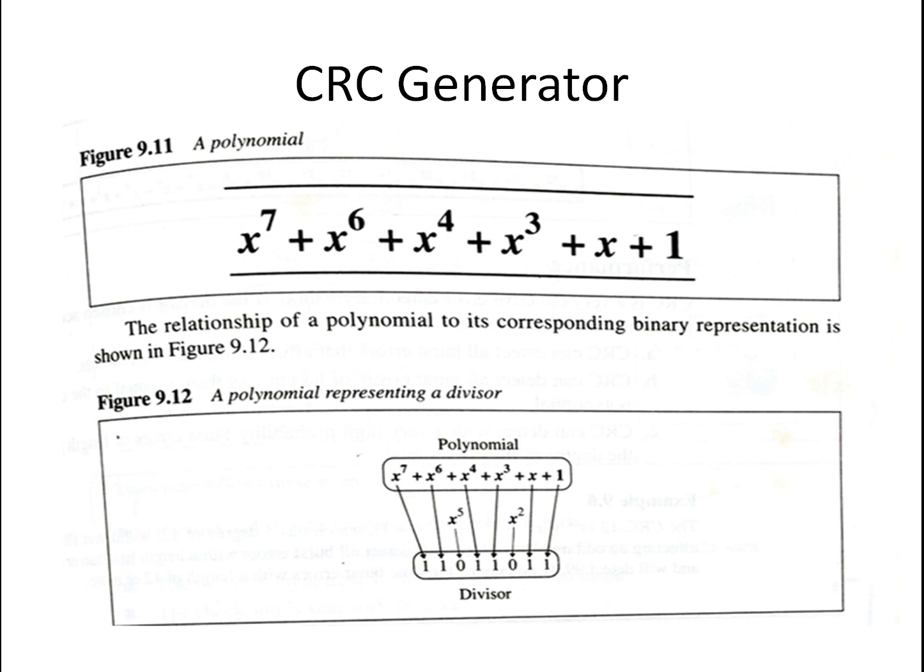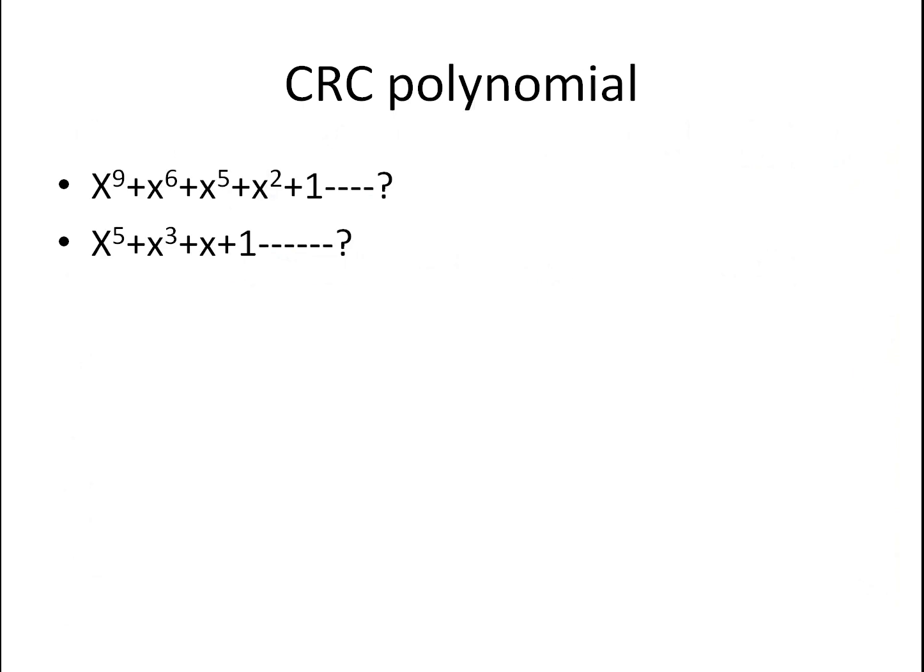The CRC generator divisor can also be represented as a polynomial. For example, for x power 7 and x power 6 in this diagram, the missing terms are zeros, and the remaining terms give the divisor value. For student practice, try the CRC polynomial; the answer can easily be found from the previous example.